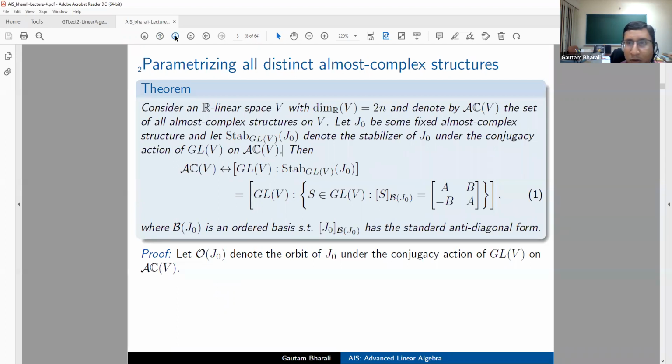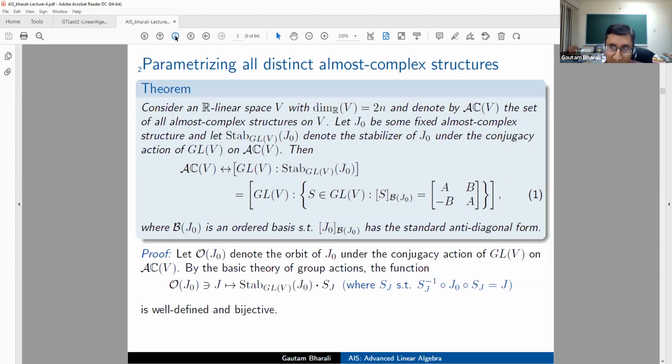Now, why I do this is because then there is this basic 6 or 7 line proof in group theory. In the basic theory of group actions, consider this function. So inside of this orbit, you pick your favorite J and map it to this particular right coset of the stabilizer subgroup of J0. This is the coset by an invertible linear transformation S sub J, where S sub J is such that S sub J inverse composed with J0 composed with S sub J is equal to J. In other words, S sub J conjugates our J naught to J.